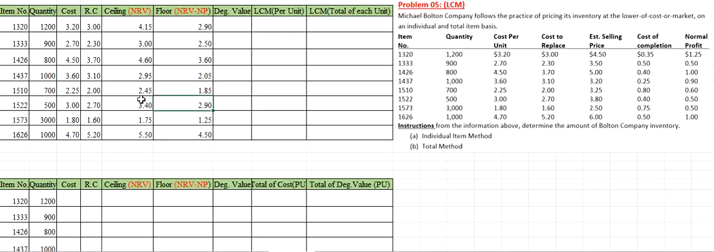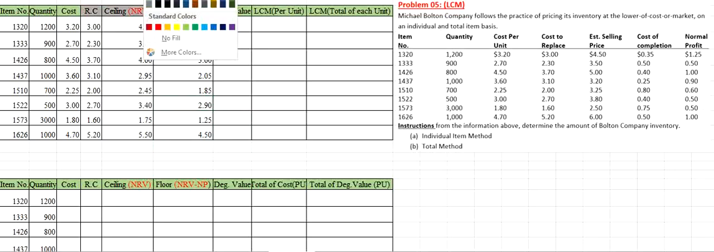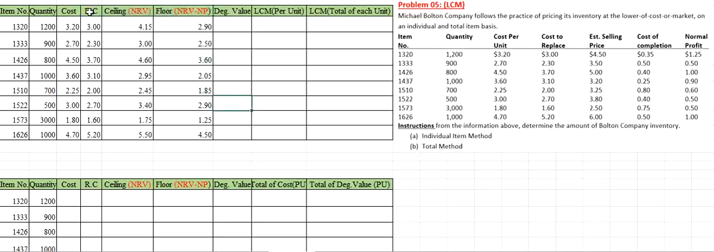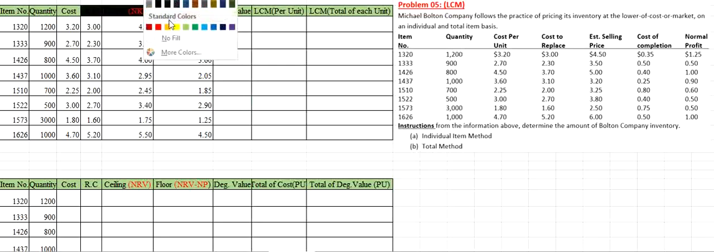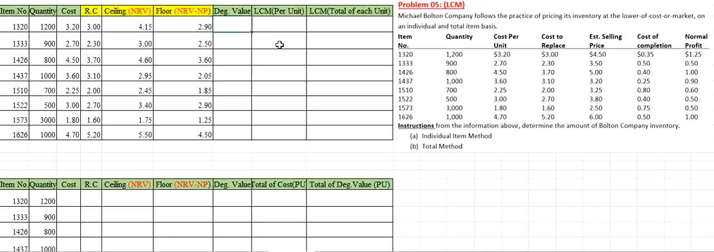Now that we have our replacement value or replacement cost, we have the value of ceiling and floor. So that's yellow. Our next job would be to calculate the mid value, and the mid value would be called the designated value. So the mid of 3, 4.15 and 2.9 is 3. Then 2.30, 3 and 2.50. So it's 2.50. 3.7, 4.6 and 3.6 is 3.7.